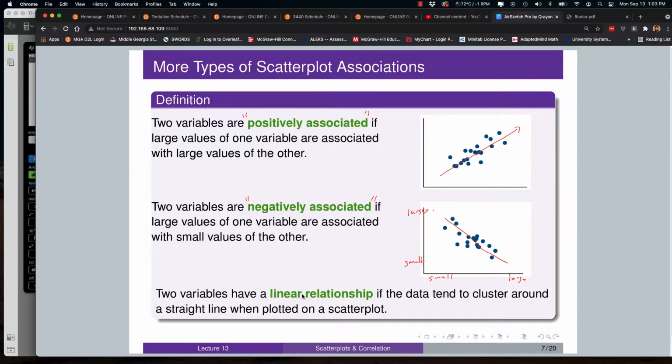All right, so two variables, as you probably already said a couple of times, have a linear relationship if the data tend to cluster close to or around a straight line. Now that should be taken with a grain of salt. Do they have to be really close to the line to be linearly associated? Not really, but they need to have a trend where they're kind of moving in towards a line that you would draw on the graph, a straight line.